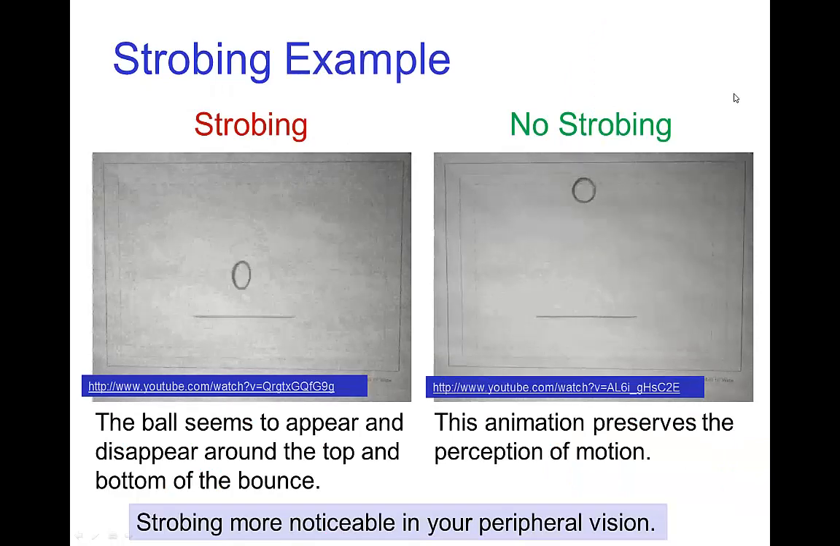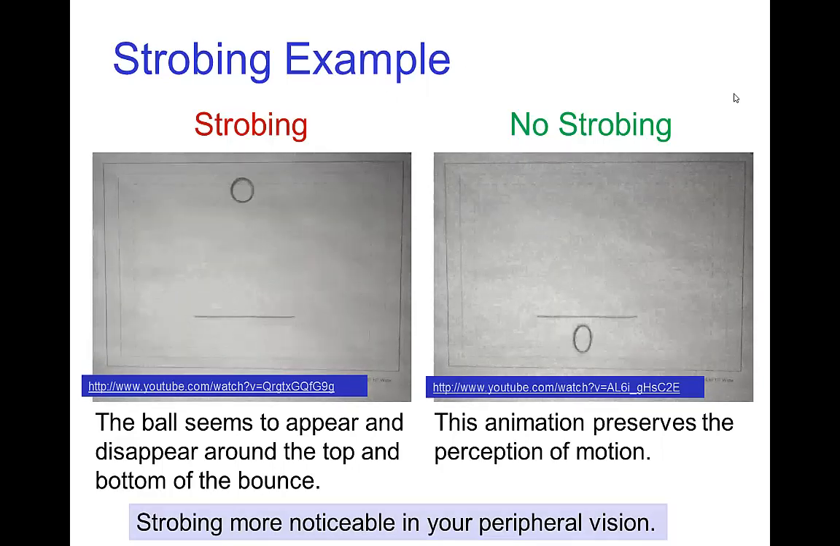So here we see some simple ball bounce animations. The one on the right has a relatively smooth motion, and we maintain the perception of motion of a bouncing ball. The one on the left, there are some gaps, and because of that gap, it almost seems like the ball appears at the bottom, and then appears near the top, and then appears near the bottom.